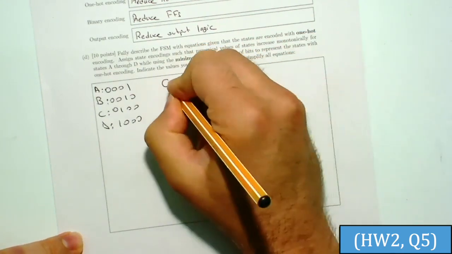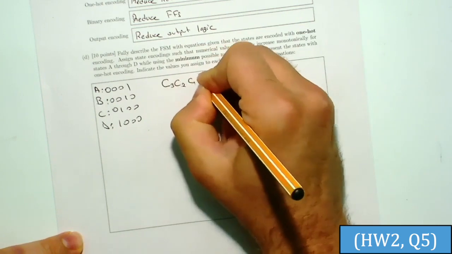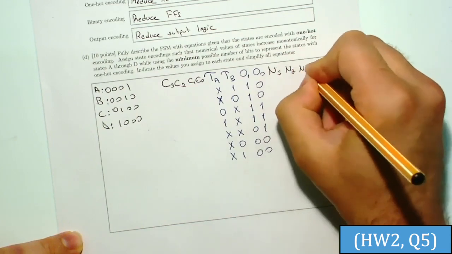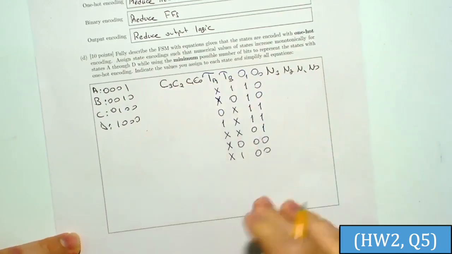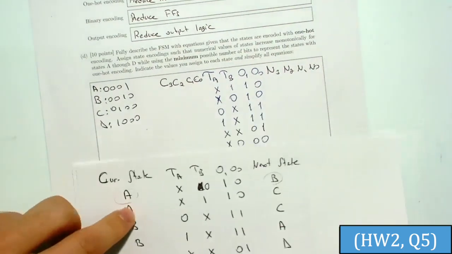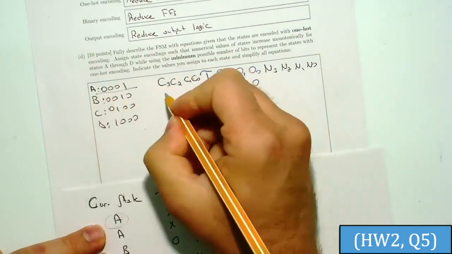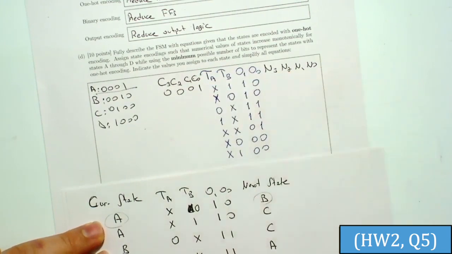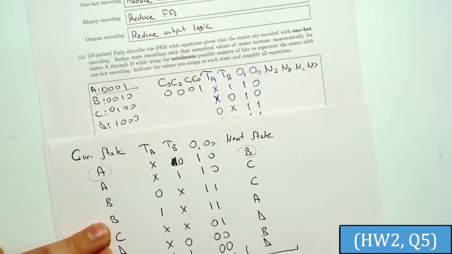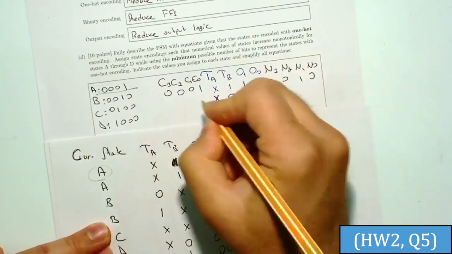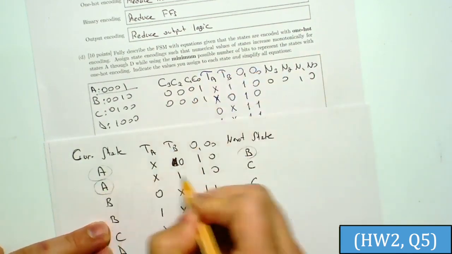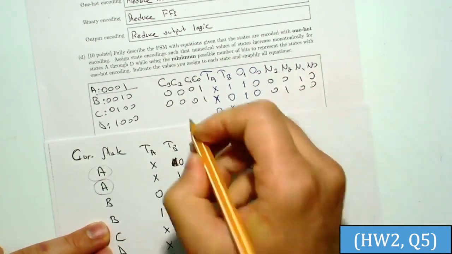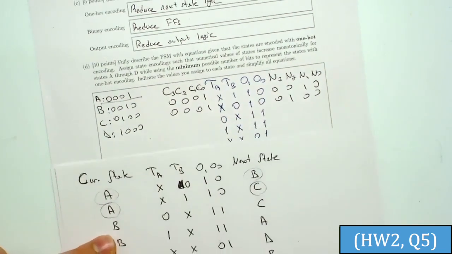I'm going to represent the current state as C3, C2, C1, C0, and the next states as N3, N2, N1, N0. If you remember, those two rows are A, so I'm going to write the way that I represent A here. And the next state was B, and I represent B as follows. And again A, because I have A here, and the next state for this one will be C. I think you got the rest.